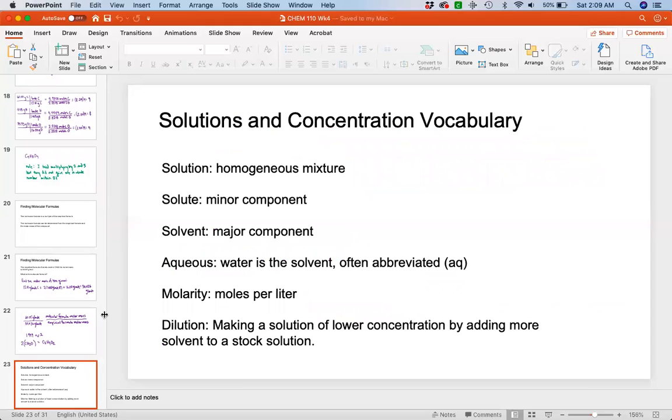If we think about solutions and concentration vocabulary, a solution is a homogeneous mixture, the solute is the minor component, and the solvent is the major component. Aqueous is what we refer to when water is the solvent. It's often abbreviated AQ, and molarity is moles per liter. Dilution is making a solution of lower concentration by adding more solvent to a stock solution. So these are all key terms that we want to be familiar with when we're thinking about solutions and concentration vocabulary.